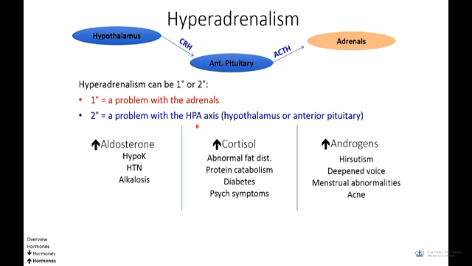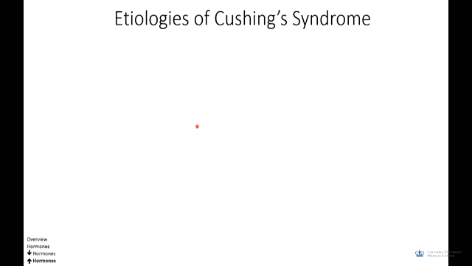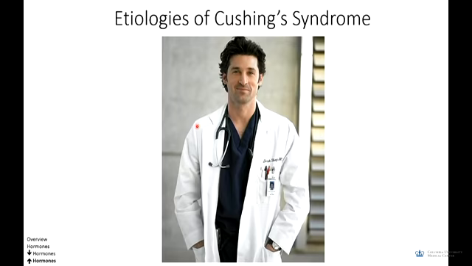So the main one that people think about with hyperadrenalism is Cushing's syndrome, and that specifically is excess in cortisol. You can also have excess in aldosterone or androgens, but the biggest thing is that you have excess in cortisol with Cushing's. So to help me describe the etiologies of Cushing's syndrome, I needed a little help. And so the primary thing you really have to think about is iatrogenic. Iatrogenic is what will cause Cushing's syndrome, until proven otherwise.